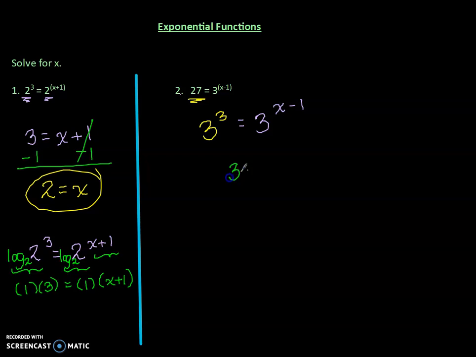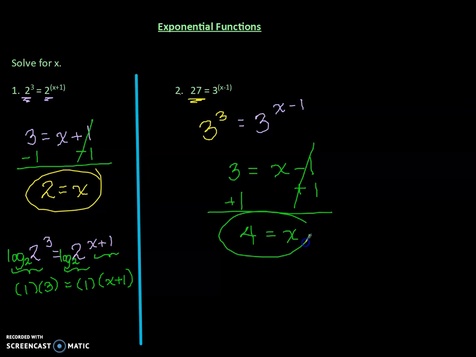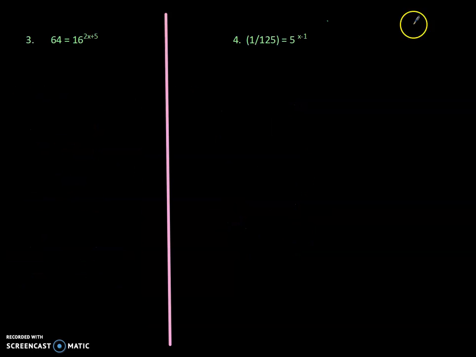So from here, I can just set the exponents equal to each other, and again, add 1 to both sides. And for this problem, I'll get x equals 4. And you can always substitute the x in and check if you're correct. So for instance, 4 minus 1 is 3. 3 to the third power does equal 27. So you can always substitute the x value to check if you are correct.